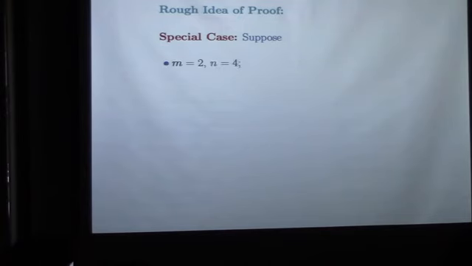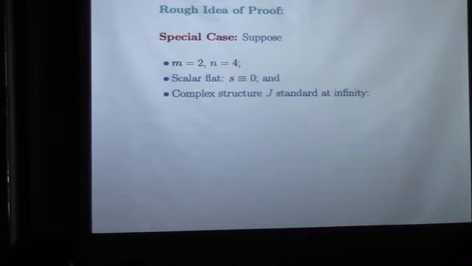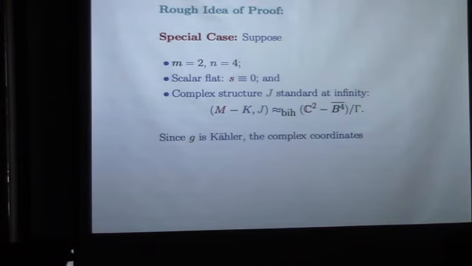Suppose that the complex dimension is 2, so it's a real 4-manifold, that the scalar curvature is identically 0, and the complex structure is standard at infinity. So I'm assuming, and this turns out not to be true in general, that not only can you find a real chart at infinity that makes it look like R4, but you can make it look like C2 as a complex manifold at infinity. There are examples where this is true. It doesn't always happen.